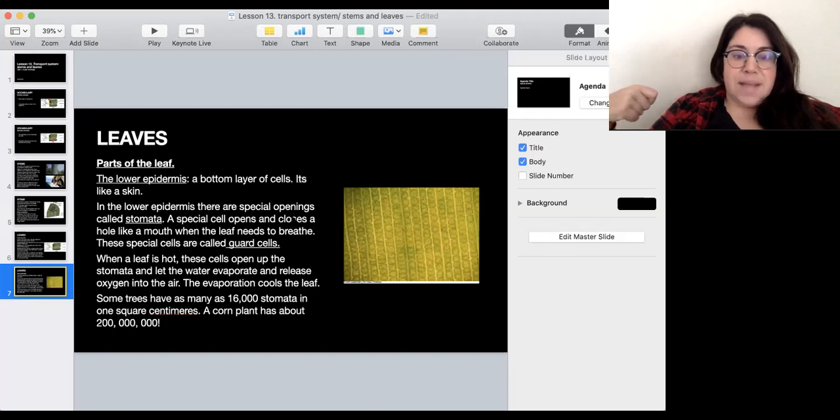Some trees have as many as 16,000 stomata in 1 square centimeter. And even a corn plant has about 200 million stomata openings. What do you think? Okay.